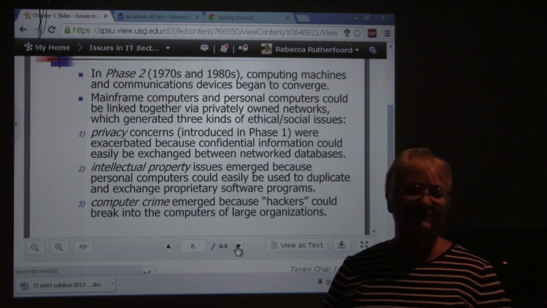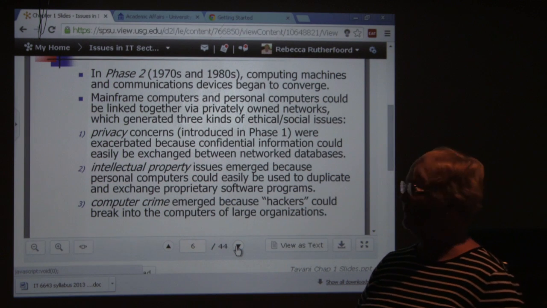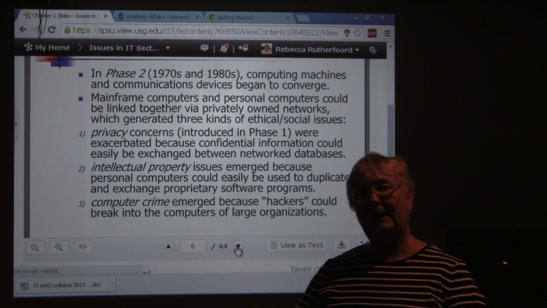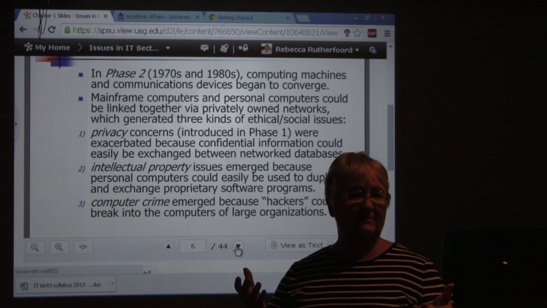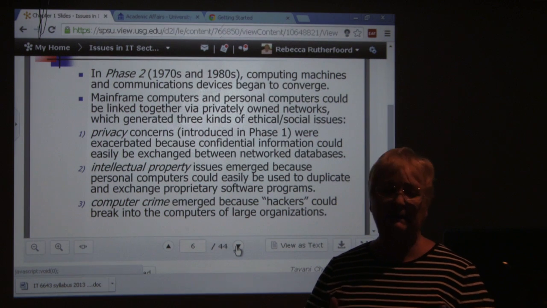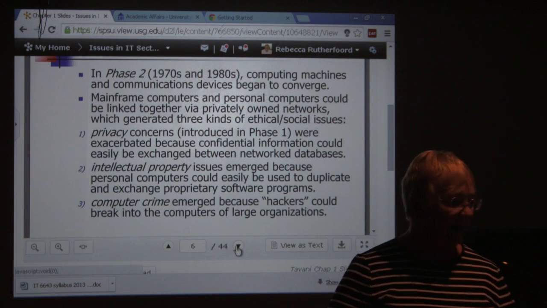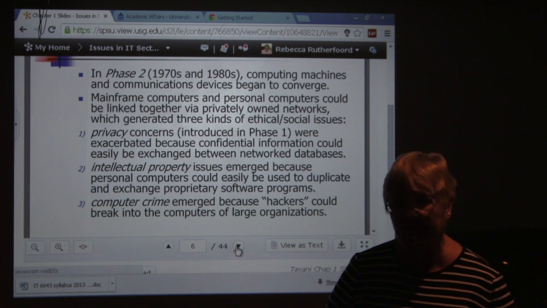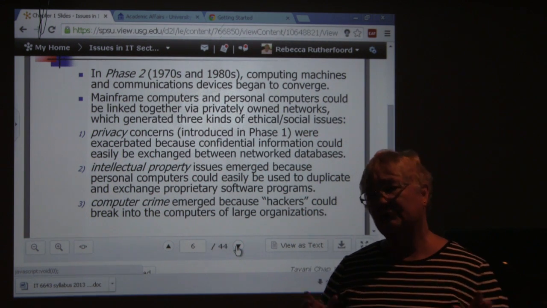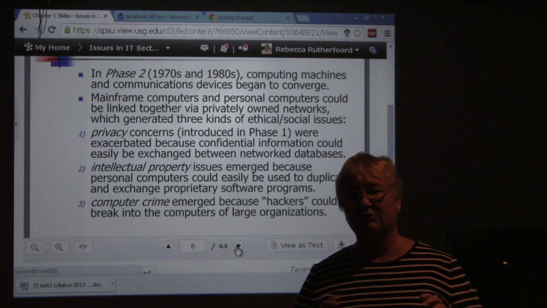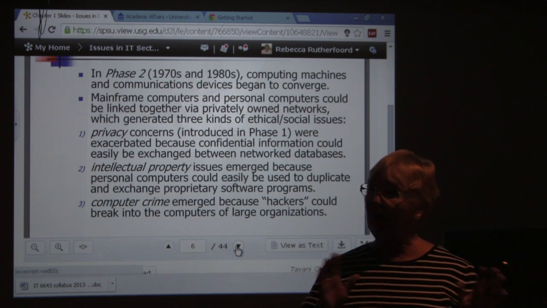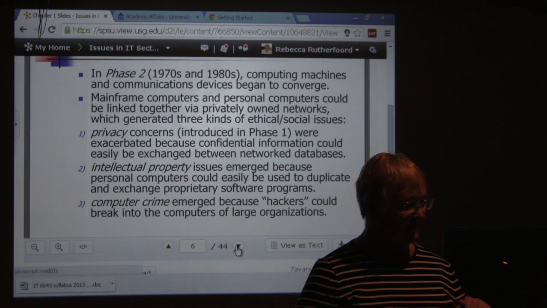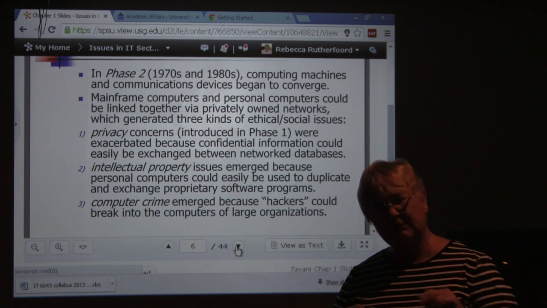Phase 2, in the 70s and 80s, we basically started seeing some communication added. The size of computers began to shrink, so we had mid-sized computers. One of the things we had here were privacy concerns, because being able to communicate across a lot of technologies, we were able to share private information, and that's a possible ethical dilemma.